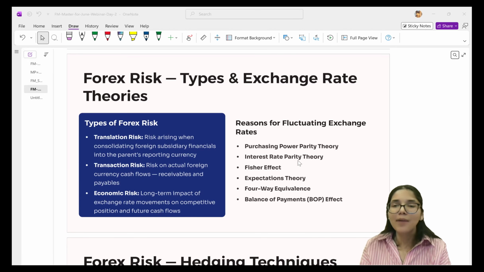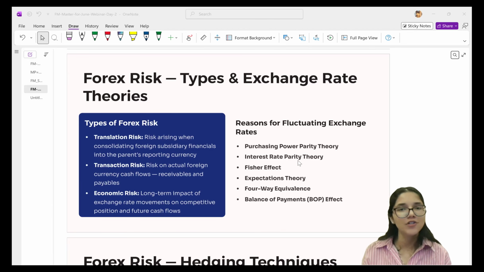Firstly, we have the purchasing power parity theory. According to this theory, what's the one thing which influences the changes in the exchange rates? What is that one factor which causes the changes to happen according to the purchasing power parity theory? Yes, it's the cost of living or the inflation. Absolutely right. And according to the interest rate parity theory, which factor causes the changes in the exchange rates? It's the interest rates, absolutely.